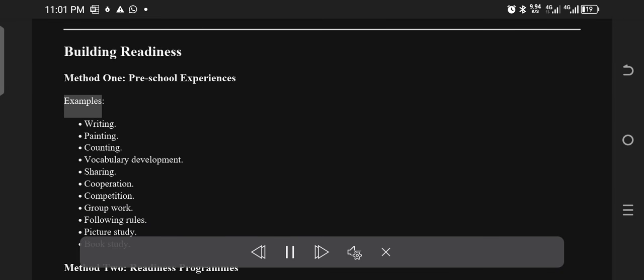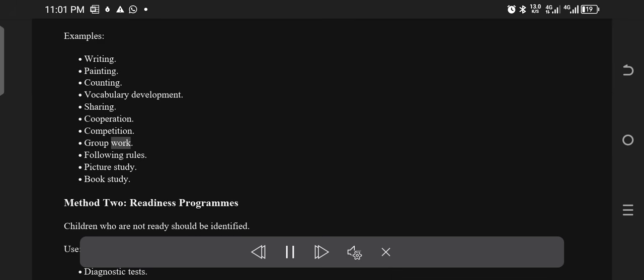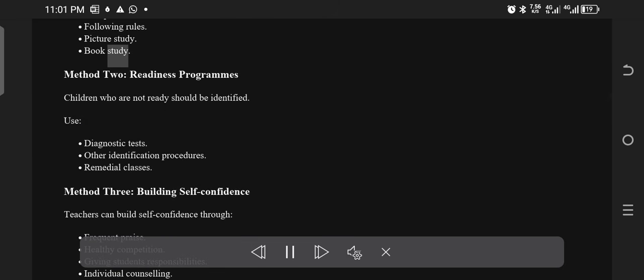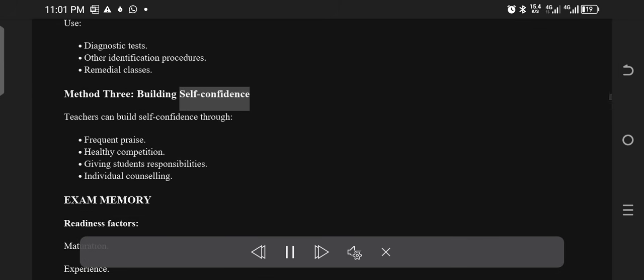Examples. Writing, painting, counting, vocabulary development, sharing, cooperation, competition, group work. Following rules. Picture study, book study. Method 2. Readiness programs. Children who are not ready should be identified. Use diagnostic tests. Other identification procedures. Remedial classes. Method 3. Building self-confidence.